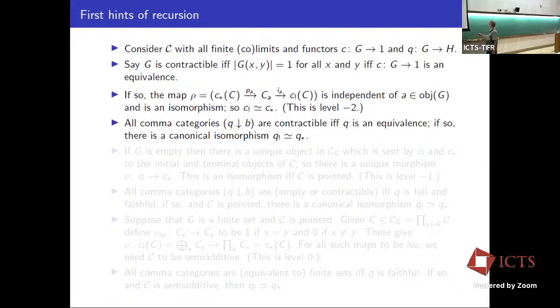And so when is this? To interpret that here, we need to know when are these comma categories contractible? And it's a little exercise that the comma categories here are contractible if and only if Q is an equivalence. So if Q is an equivalence, then Q lower shriek and Q lower star are the same.